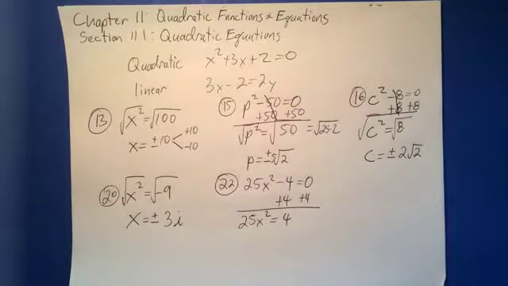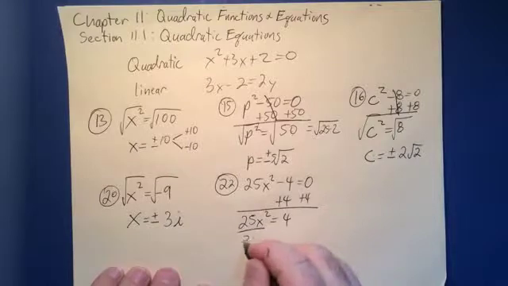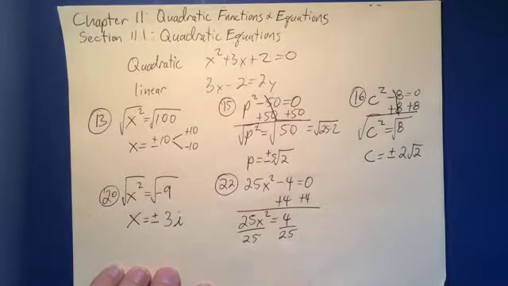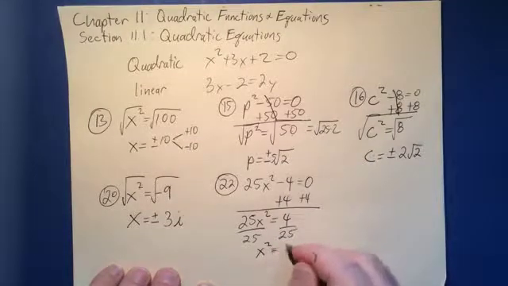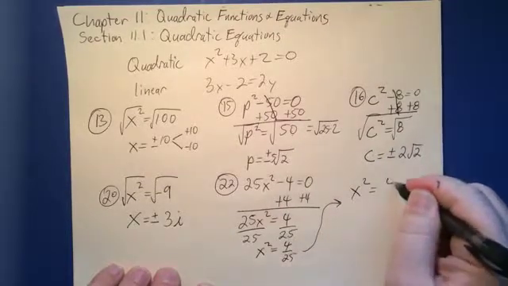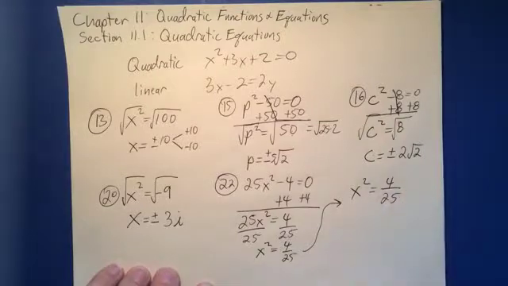Well, I could take the square root of both sides at this point, but you really should try to get the x squared term completely by itself. So I'm going to go ahead and divide both sides by 25. And at that point, it's going to give me x squared equals 4 over 25.